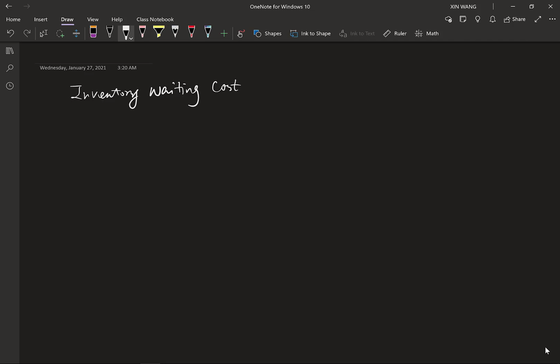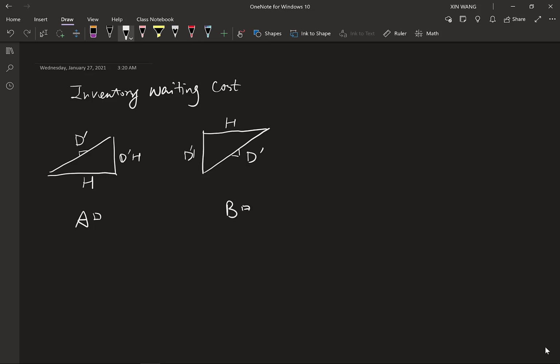So let's see, we have one triangle at location A. This is H. This is D prime H. And also we have another triangle, the same, but with a different direction. This is at location B. This is also H, D prime H. And then we have this transportation time. For example, let's denote this by Tm.